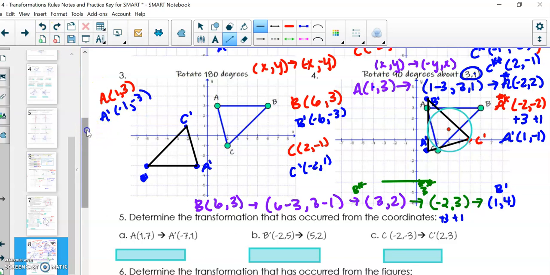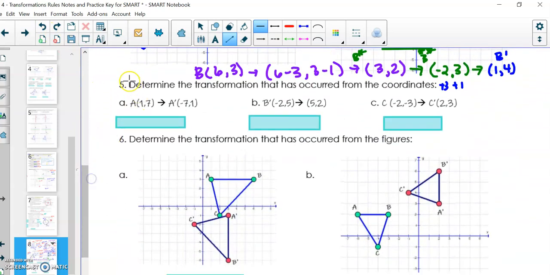Okay, let's take a look at number 5. Determine the transformation that has occurred from the coordinates. So what we're going to want to do is look at the coordinates and see if we can tell what rule has been applied. So this would be my x comma y.